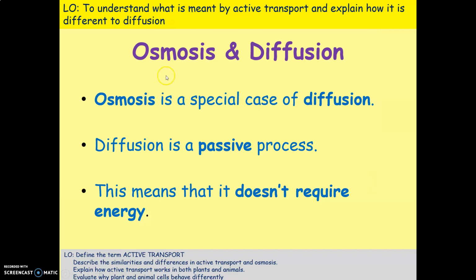Osmosis is the movement of water particles, while diffusion is the movement of liquid and gas particles. Both of them, osmosis and diffusion, are passive processes. That's because they do not require energy to occur. But active transport is an active process because it requires energy. Okay.